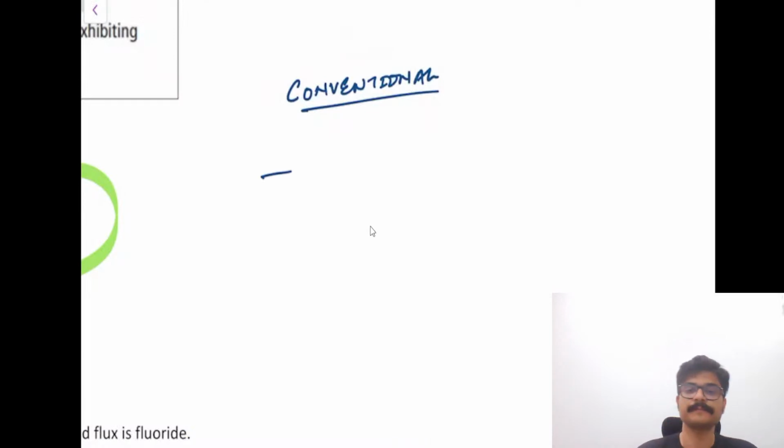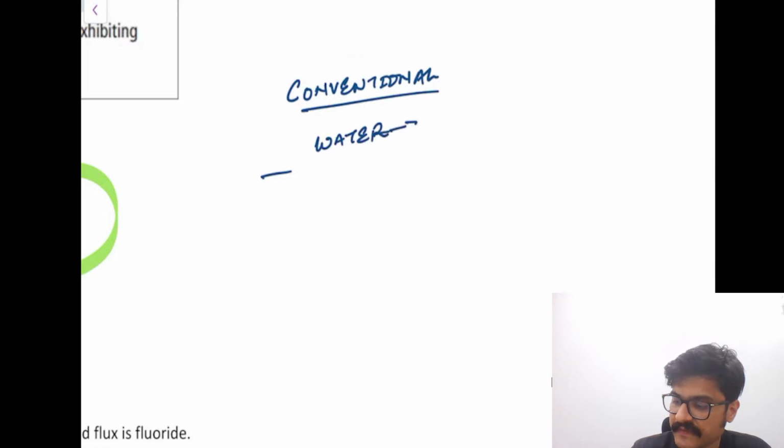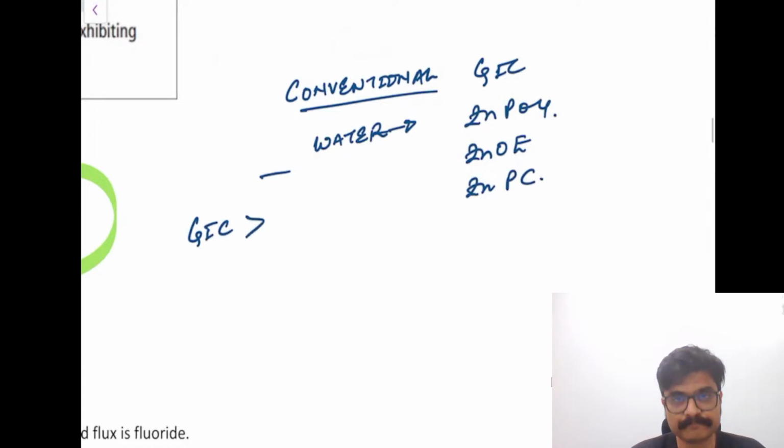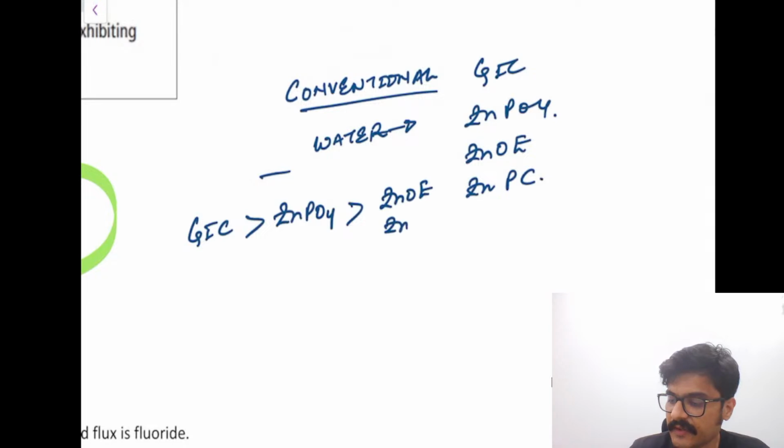So as far as the conventional cements are concerned, friends, the order of solubility in water is a great source of confusion. When we talk of the solubility of the cements in water, then amongst the conventional, that is GIC, zinc phosphate, zinc oxide eugenol, and zinc polycarboxylate, GIC has got maximum solubility. Then we have zinc phosphate, and then we have zinc oxide eugenol and zinc polycarboxylate.